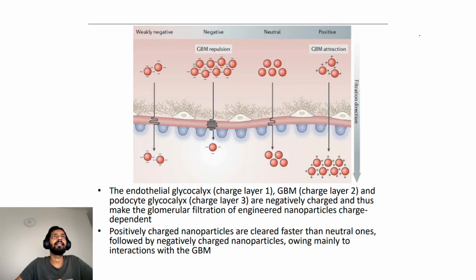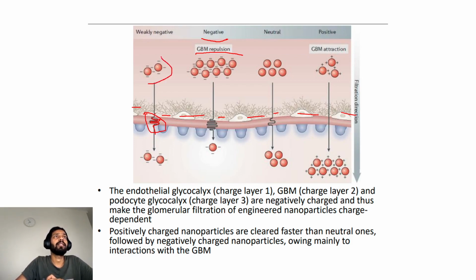If we look at the interactions of charged particles with the GBM, the GBM is, like all cell membranes, negatively charged, right? So this entire region is negatively charged. If a particle is weakly negative, it might face some repulsion, but because it is weakly negative, it will take some time but get eliminated from the kidney. That's represented by this squiggly line. If a particle is very negative, there is significant GBM repulsion, and the particle might take a lot more time to get eliminated.